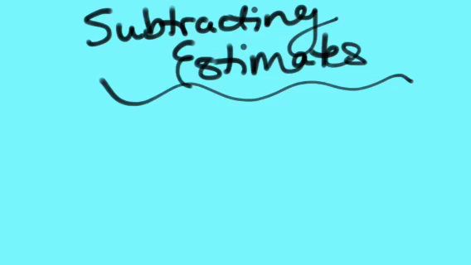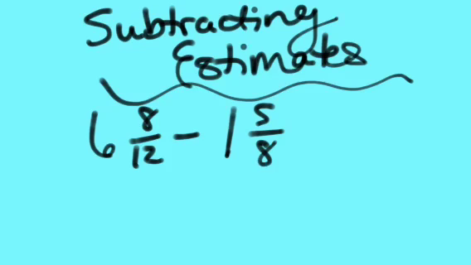All right, so we left off doing some rounding of some mixed numbers. So now let's take that knowledge of rounding our mixed numbers and let us estimate and then subtract. All right, so let's say I have 6 8/12, and I want to subtract 1 5/8, but I don't want to find the exact answer. I want to find an estimate.